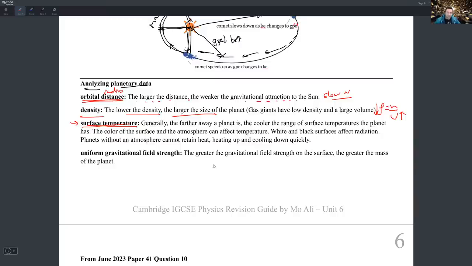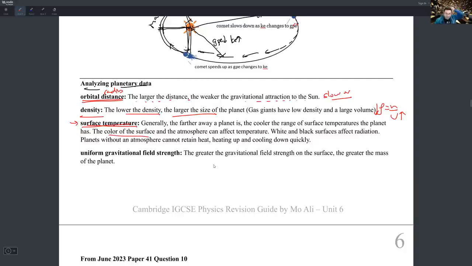Two things. Primarily, how close the planet is to the sun. That makes sense, because closer planets are obviously hotter, like Mercury, for example. And farther planets away are cooler. Makes sense. But two other things that are not as, let's just say, common or apparent, would be the color of the surface.